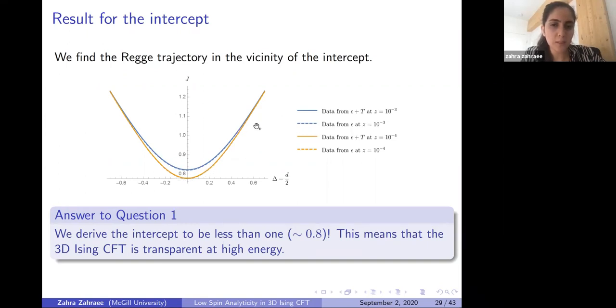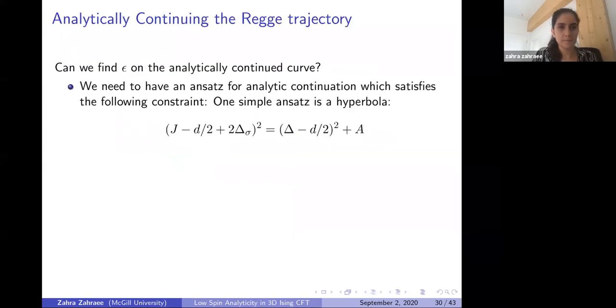This can also be seen by looking at the Regge trajectory where we fully trust it and we have the full match, and then using convexity of the leading Regge trajectory, we see that it only has one option, which is going below 1. Convexity doesn't allow it to be bigger than 1 using the Regge trajectory where we trust it. So this gives the answer to our first question, which is that the 3D Ising CFT is a transparent theory at high energy.